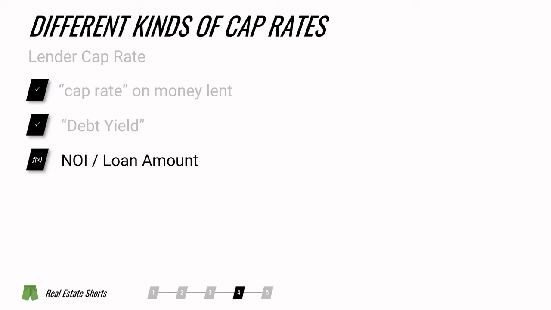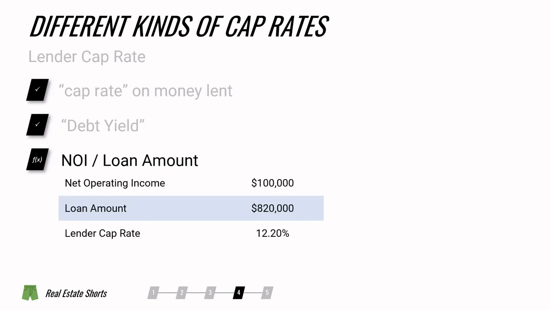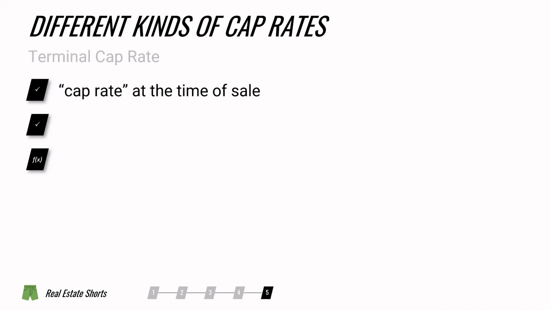So it's NOI divided by loan amount. Coming back to our example, $100,000 divided by the amount that the lender gives us, let's say $820,000. Most lenders, at least these days, are looking for between, call it, 8 and 10%, maybe sometimes 7 and change to 10%, on a debt yield or lender's cap rate. And this measure really just helps them understand what that yield would be on the amount of money that they've lent.